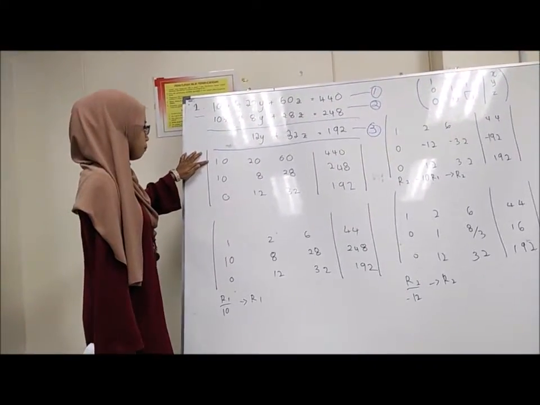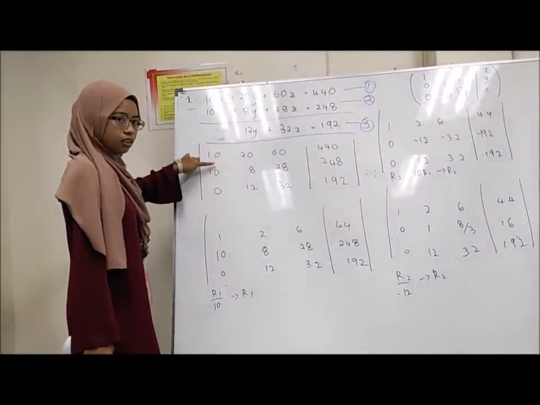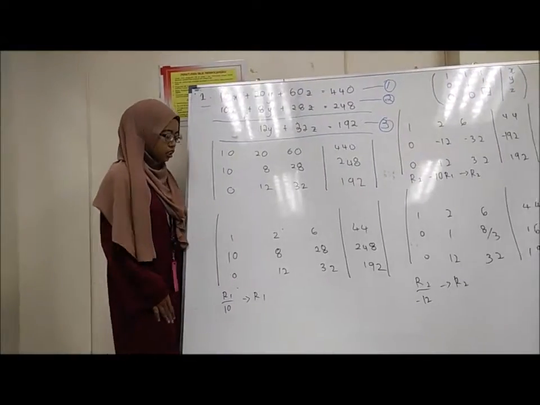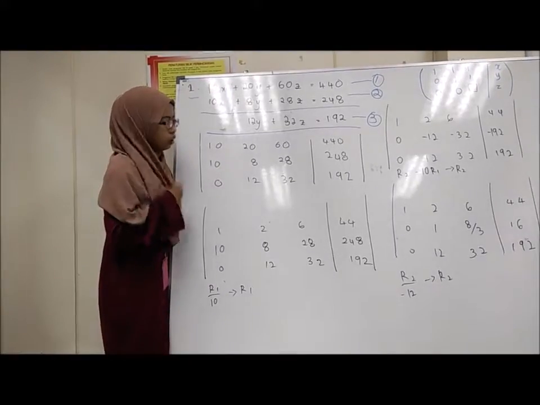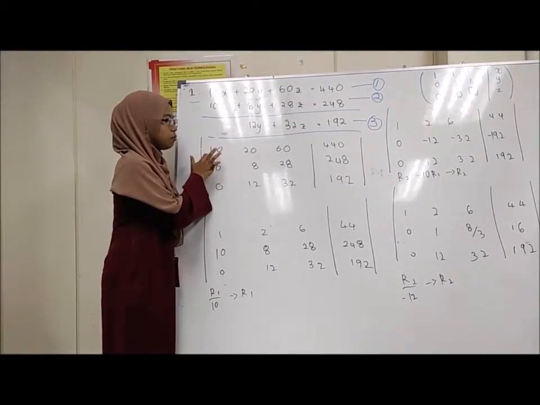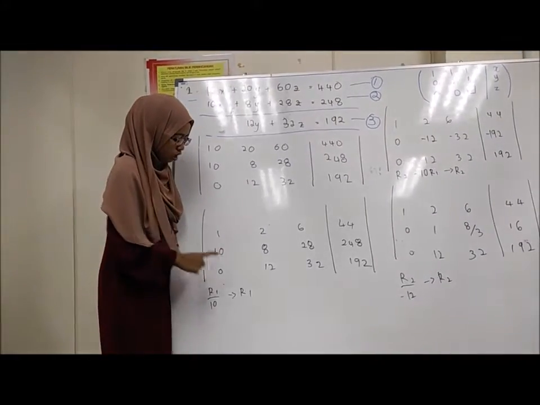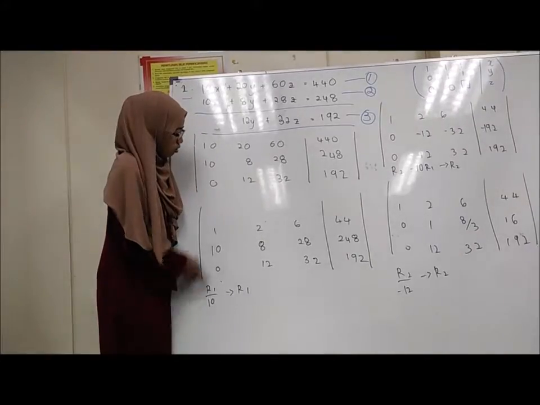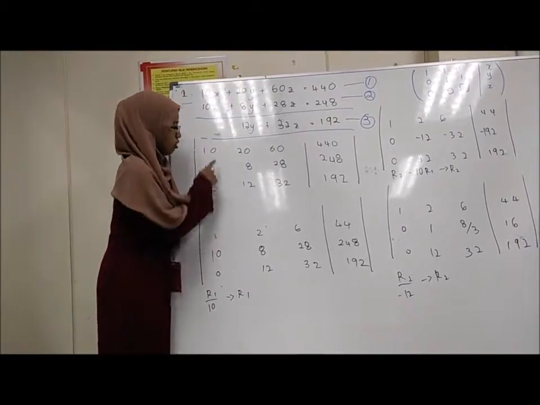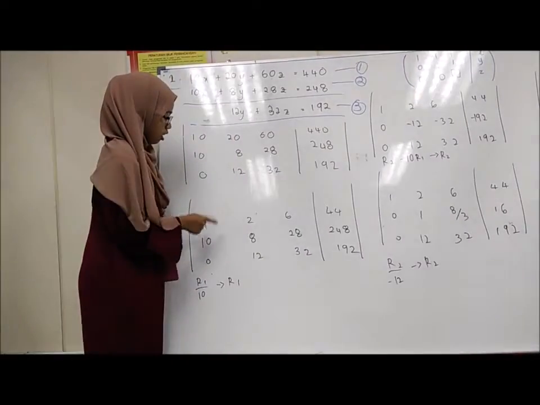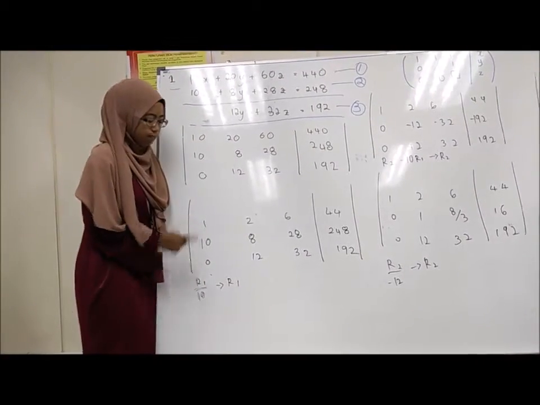Firstly, 10. This is the first row. In order to make the 10 become 1, we need to divide the first row by 10. So divide it, 10 divided by 10, 20 divided by 10, 60, and so on. In the first row we get 1.